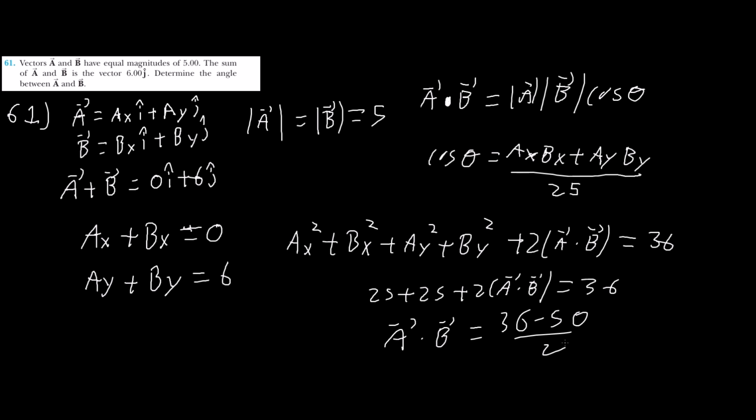But we're not done yet, though. So let me write this down. 36 minus 50, that's going to be negative 14, over 2, or in this case, negative 7. So we're going to put negative 7 here and take cos inverse of that. So let's do that. Cos inverse of negative 7 divided by 25 would be 106 degrees. That was the answer.